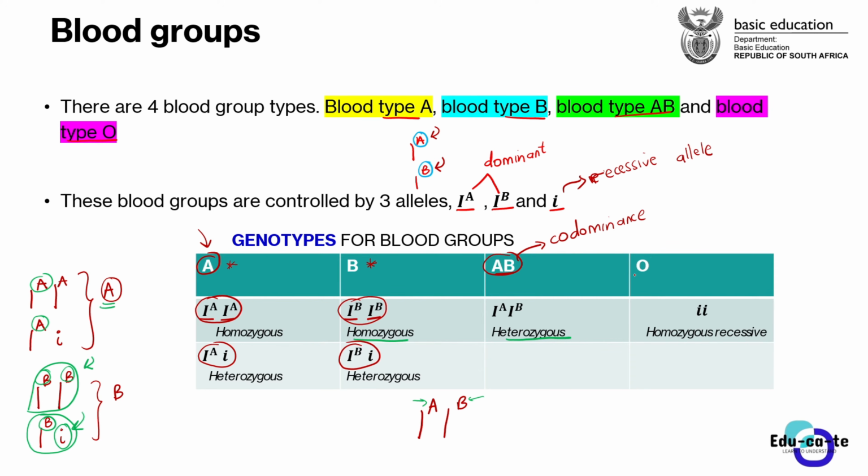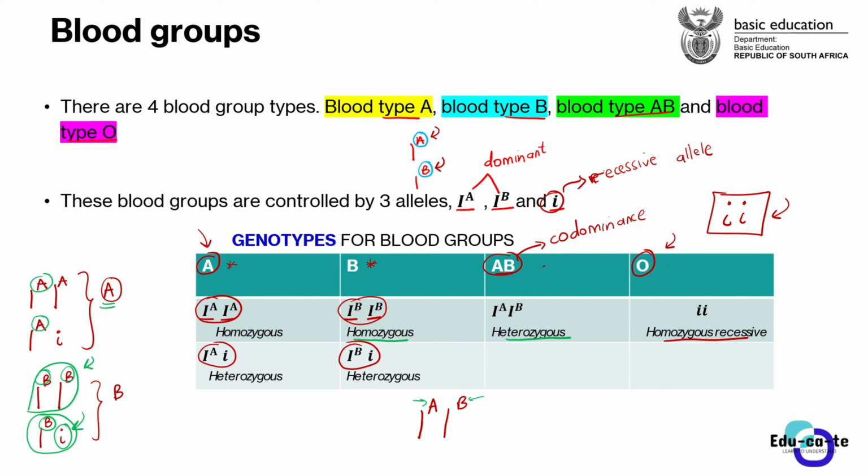Then the last blood type that we've got is blood type O. Remember, there are 4 of them: A, B, AB, and O. For blood type O, we have got 2 recessive alleles. So we can only have blood type O if we have got a homozygous recessive condition. That is, we have got this recessive allele, small letter i, repeated twice. So if our genotype has got small letter i and small letter i, this will be what? This will be blood type O. That is the only possible genotype for blood type O.